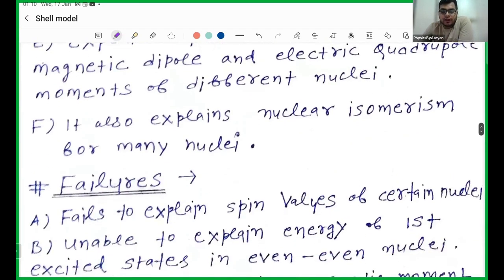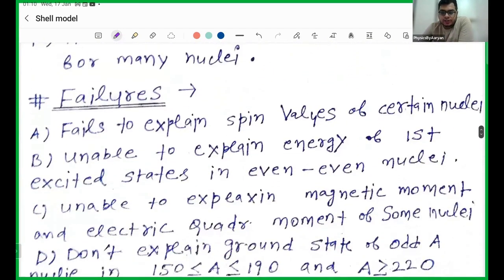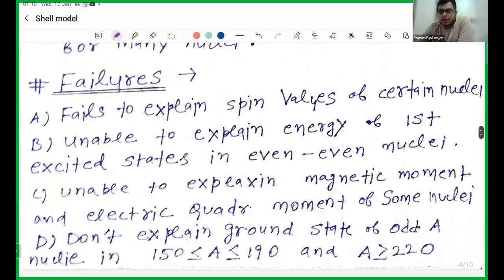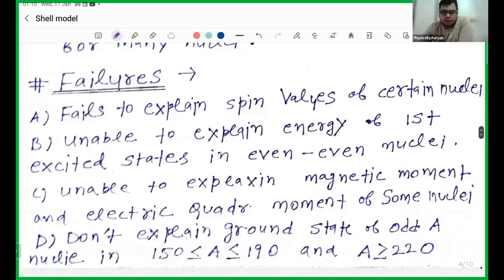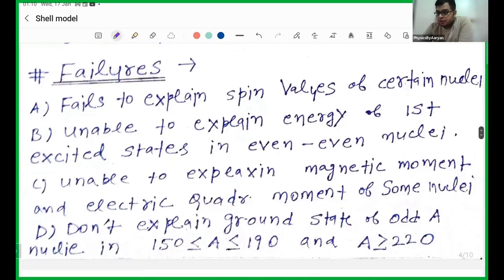Then it fails in some things. The failure was basically that it was not able to explain the spin values accurately for many nuclei. For some nuclei, it was not able to give good calculations. It was able to explain the ground state, but it was not able to explain the excited states of the nucleus. It was not able to explain some of the magnetic moments as well. So there were some problems with this. Although it was a good, successful model, it still could not explain the nuclear moments for all the nuclei. So that was one of the bigger failures of this model.